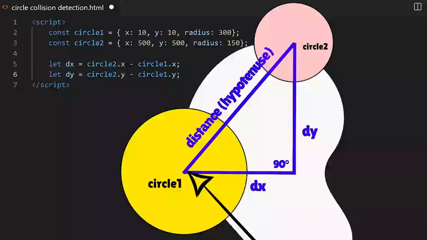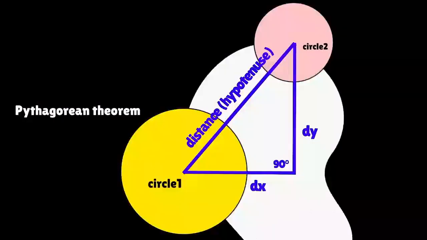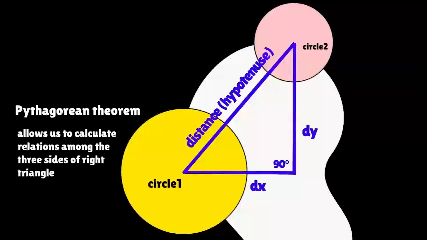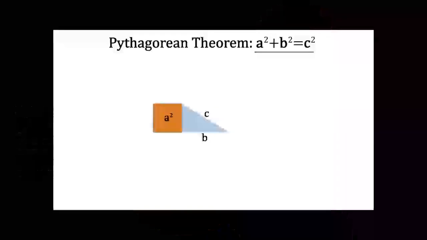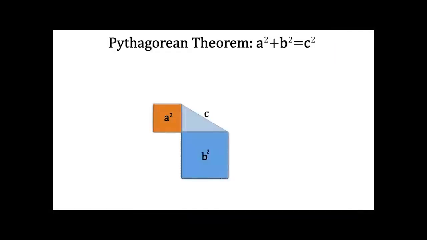We can achieve that easily with Pythagorean theorem. It allows us to calculate relations among the 3 sides of a right triangle. Imagine we draw squares on top of each line like this. Pythagorean theorem tells us that the sum of the areas of the 2 squares around the right angle equals to the area of the square on the hypotenuse. C squared is equal to a squared plus b squared. That means c is square root of a squared plus b squared.